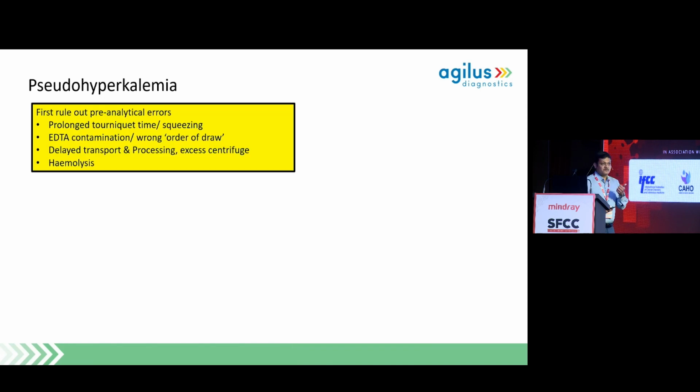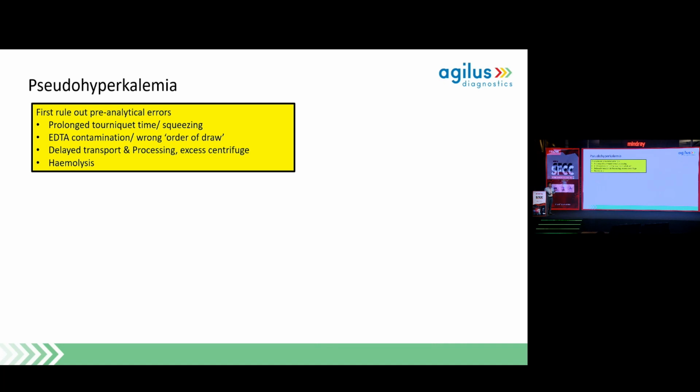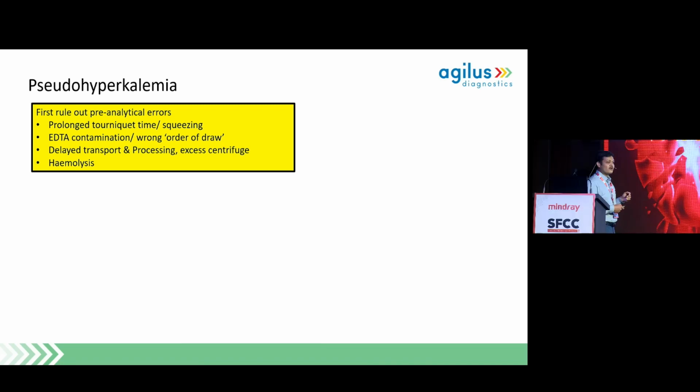So before labeling pseudo-hyperkalemia, you have to rule out pre-analytical errors. Without ruling out pre-analytical errors, you can't label it pseudo-hyperkalemia, like prolonged tourniquet time, squeezing, heat contamination, delayed transport, or excess centrifuge, and hemolysis.